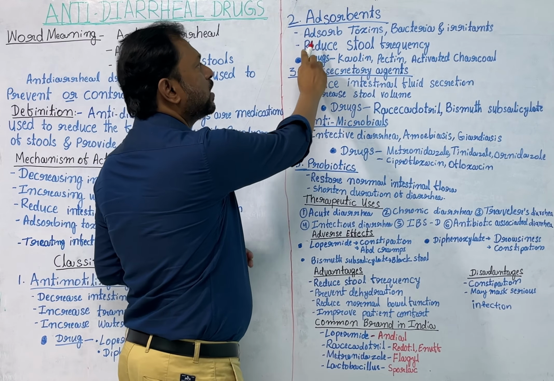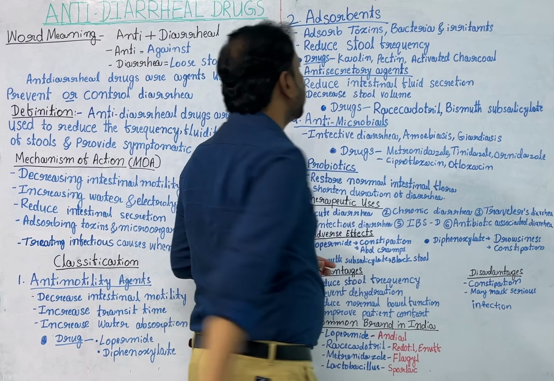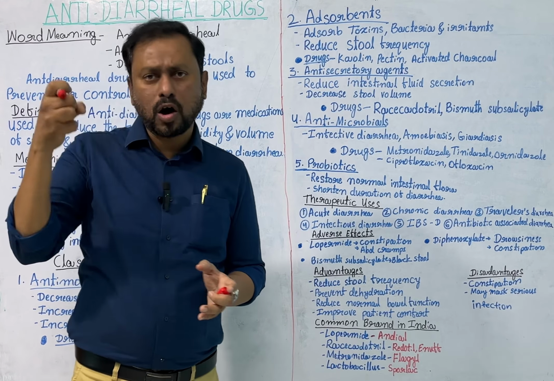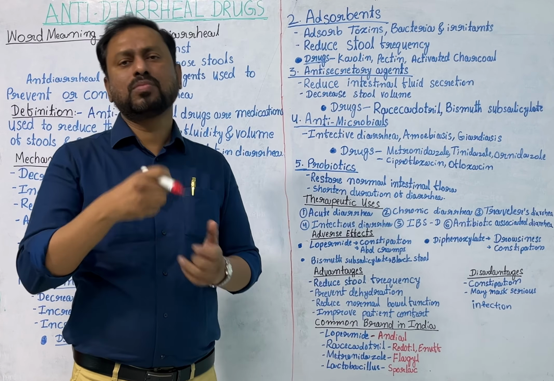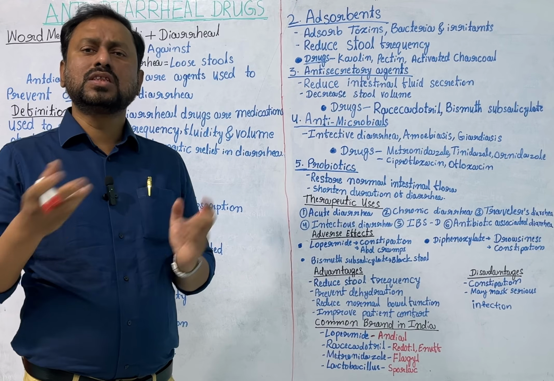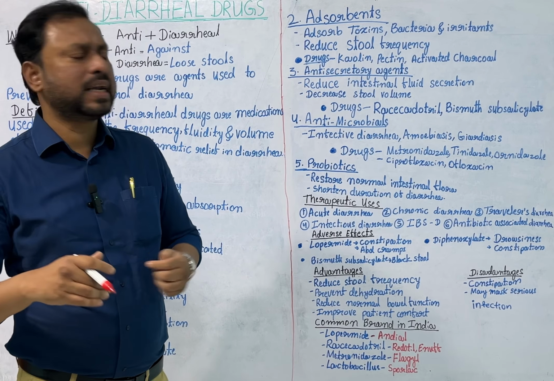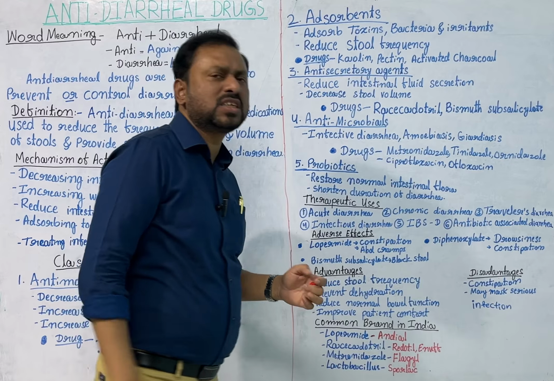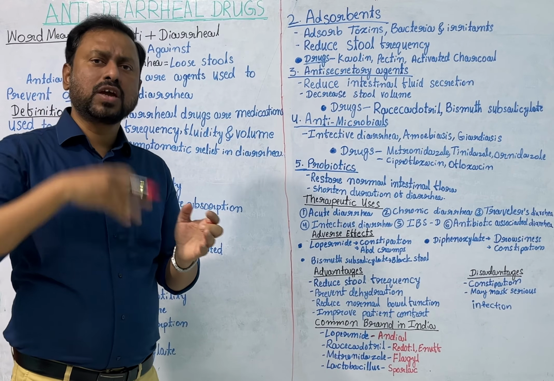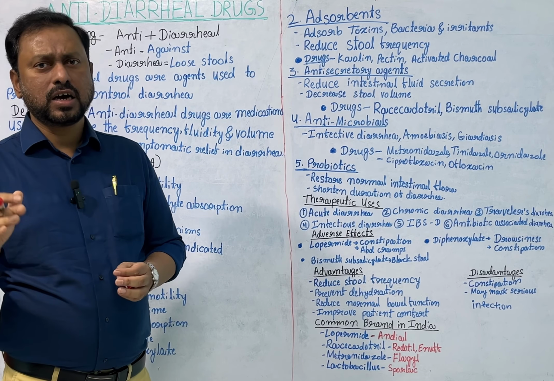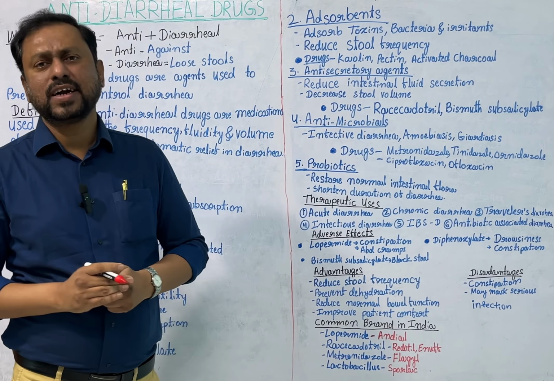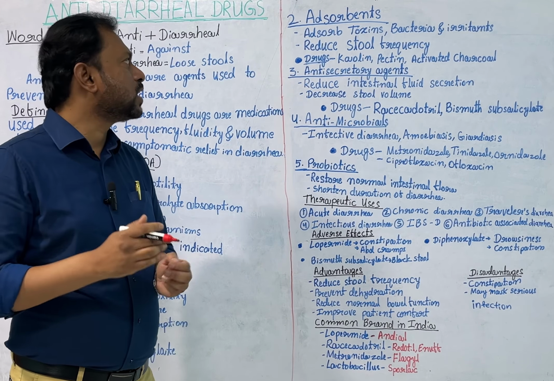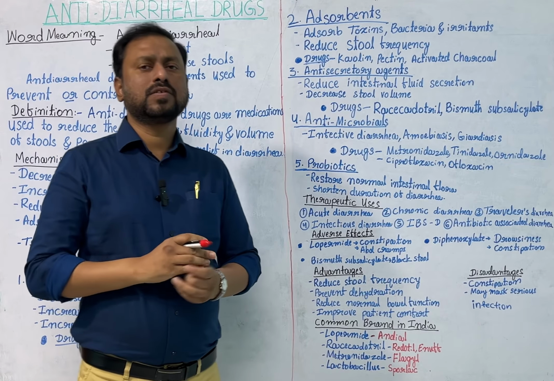Here the adsorbents adsorb toxins and bacterial irritants. This class of drugs absorbs toxins as well as bacterial irritants from the intestine. If the irritant is reduced, the symptoms of the diarrhea are reduced. It reduces the frequency of stool, the continuous passing of stool. Very famous is activated charcoal, which comes under this class, as well as Kaolin and Pectin.